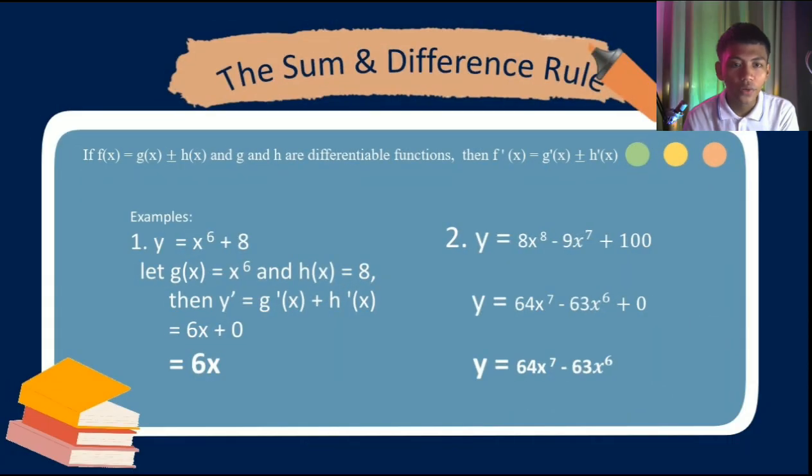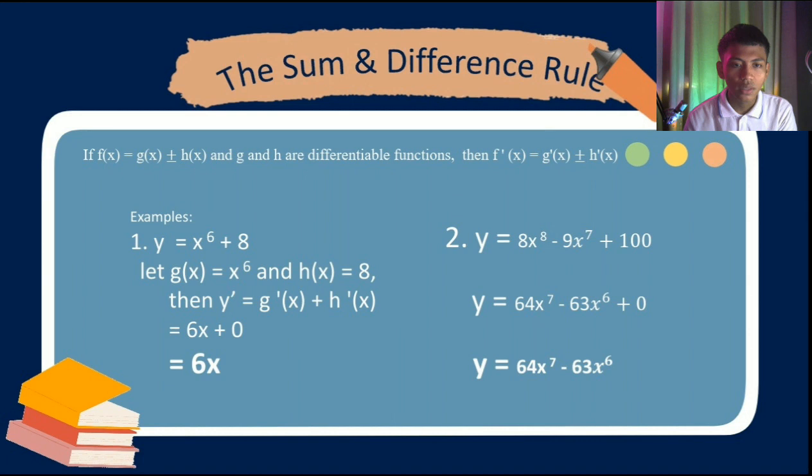Rule number 4, the sum and difference rule. If f of x is equal to g of x plus h of x, and g and h are differentiable functions, then the derivative of f of x equals the derivative of g of x plus the derivative of h of x. Let's give an example.